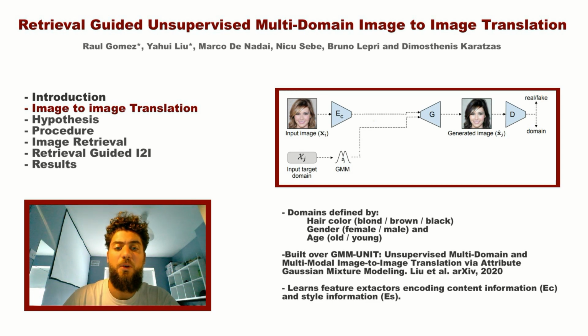In our experiments, we use a dataset of face images with annotated attributes, where the domains are defined by the hair color, the gender, and the age of the person. The presented idea can be applied to other image-to-image translation models, but we build over the GMM-UNIT model. I won't get into technical details about this model in this video, but you need to know that GMM-UNIT learns a content feature extractor and an attribute feature extractor. Content features encode the visual appearance of the faces not related to the domain, while attribute features encode the visual information related with the domain.